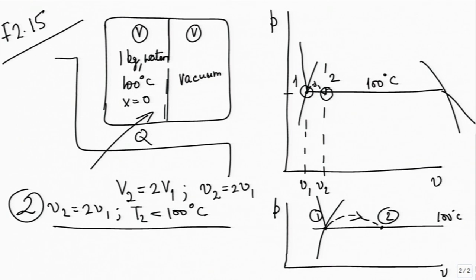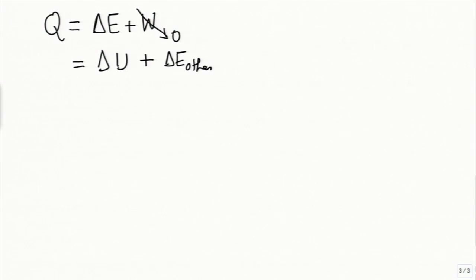The final state of the system we have determined in terms of T2, V2. So, you can determine the pressure; it will be at some dryness fraction, so the pressure will be the saturation pressure at 100 degrees C, and you can read out all the other properties as required. And now, the heat transfer comes out of the first law. Remember, heat transfer always comes out of Q equals delta E plus W. We have shown that W is 0. So, delta E will be delta U plus delta E other. Delta U you can compute from the initial state 1 and the final state 2, and delta E other you can assume to be 0 because there is no mention of any change in position or change in velocity.